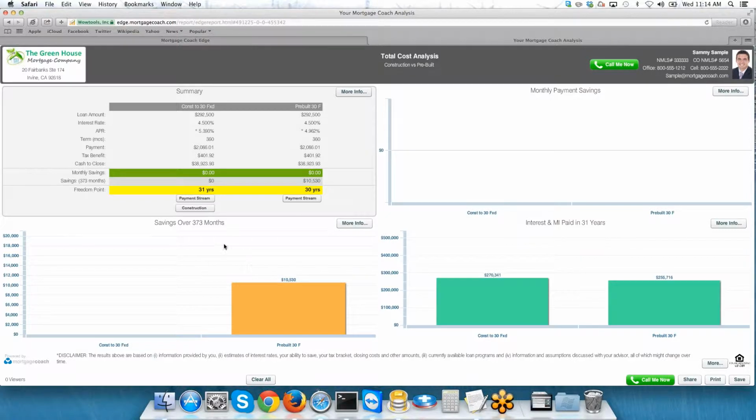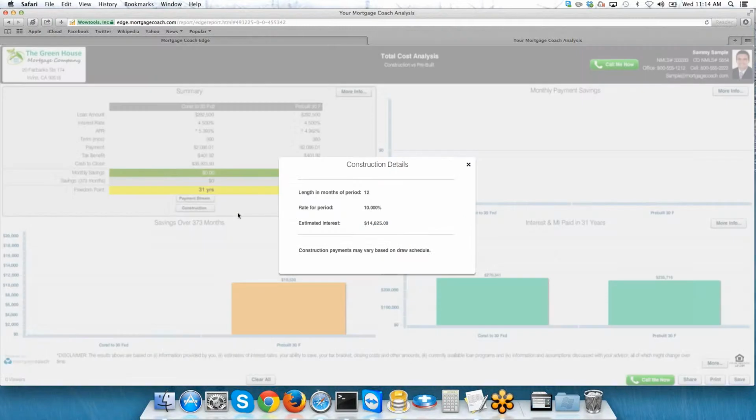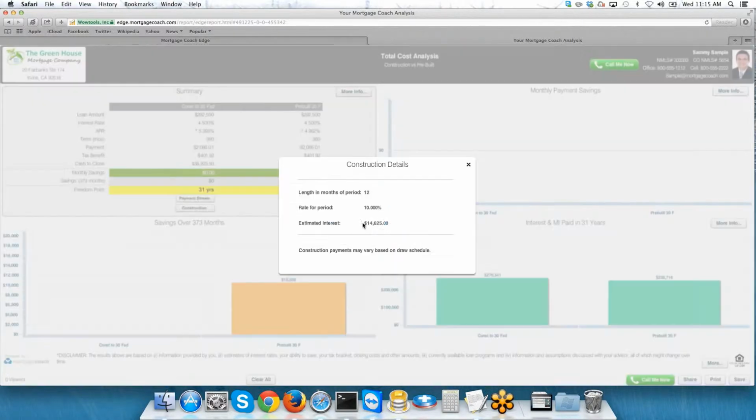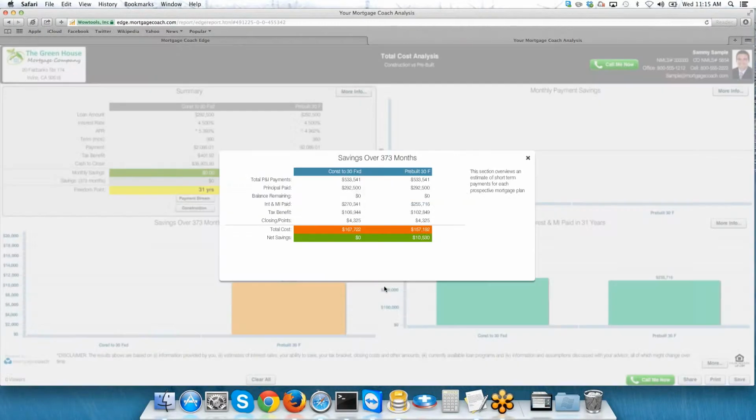Now, when we look at our savings over 373, because I pushed it out past the payoff point for both, you can see that there is a $10,500 difference. That number is exactly what the construction period is looking for in terms of just the interest. Now, the reason it's not showing this 14,625 is because that interest is also tax deductible. So when we look at this, you can see the tax benefit is a little bit higher on the construction loan than it is on the pre-built.